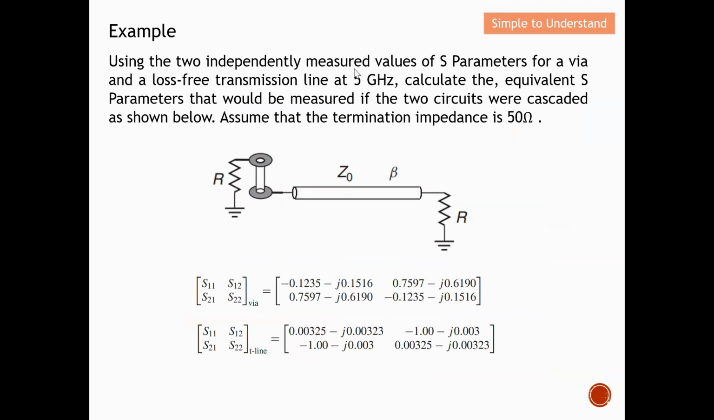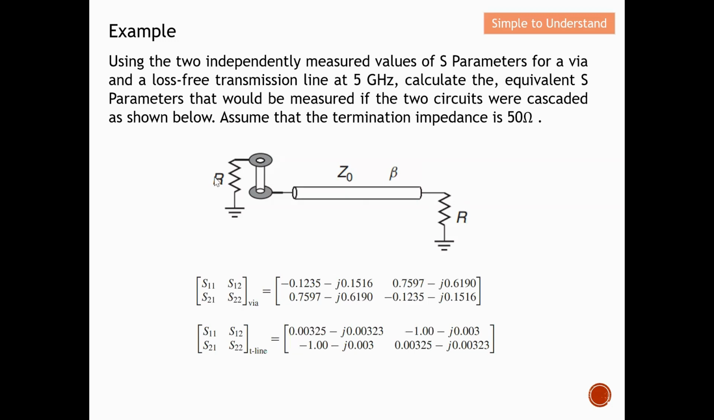Typically 5 GHz is considered a high frequency. Therefore, we can only use S parameters to describe both the via and the transmission line. We are tasked to calculate the equivalent S parameters that will be measured if the two circuits cascade as shown below. Assume the termination impedance is 50 ohm.